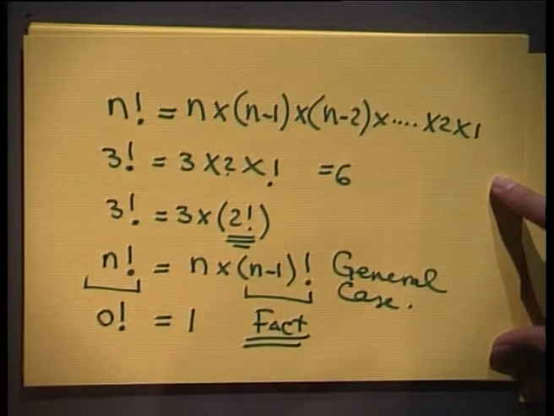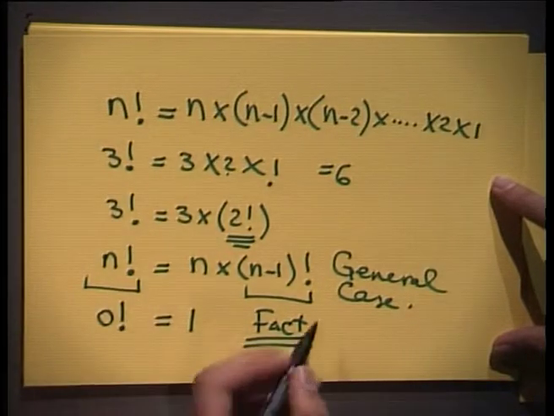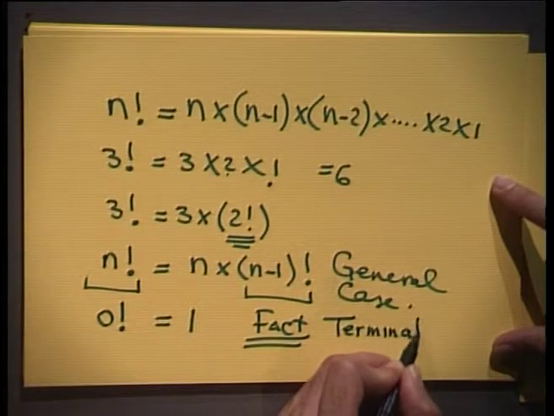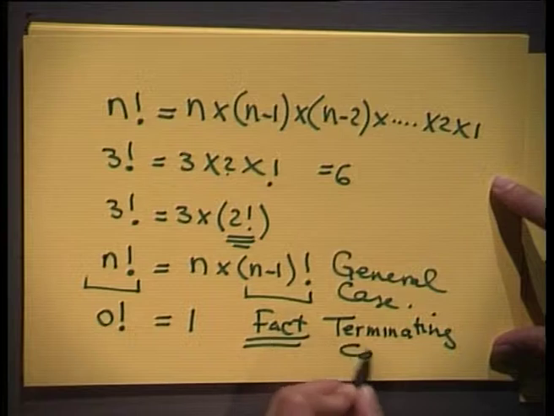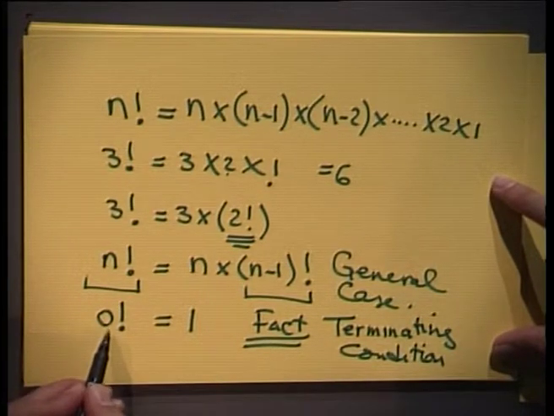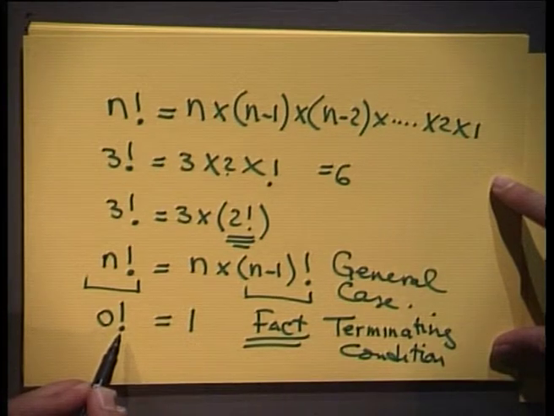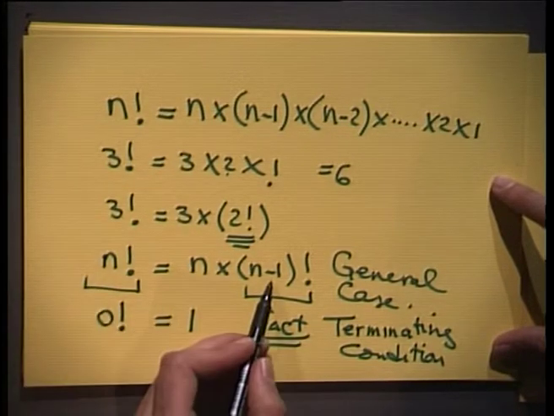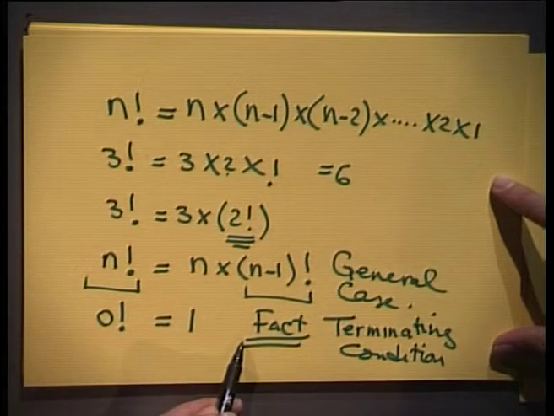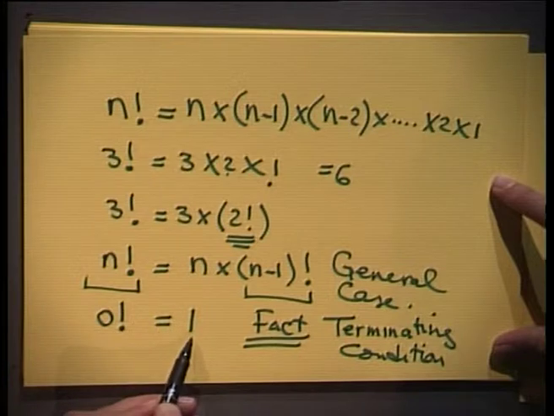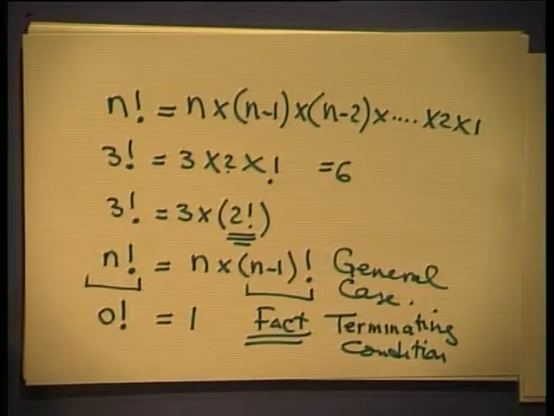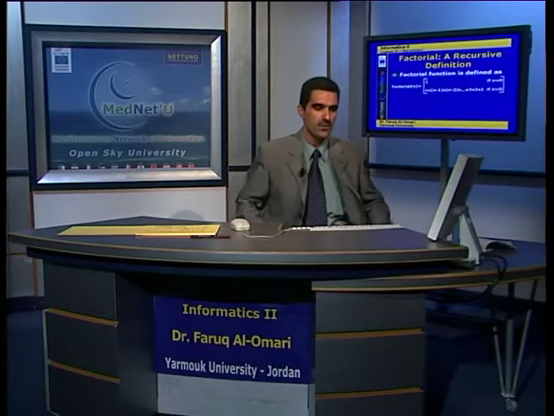And this fact is actually going to be my base case, or what I called the terminating condition. That means once I get down to 0, I don't have to call this function again. It doesn't involve any factorials on the right-hand side of the equation. In that case, I can just execute this statement and return. And that's what we're going to talk about in here.